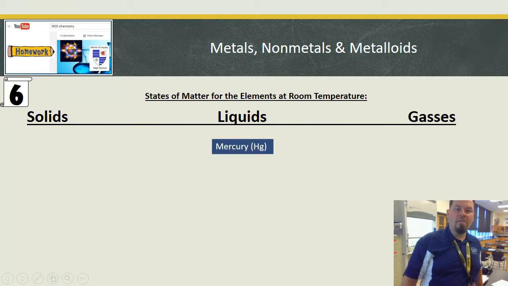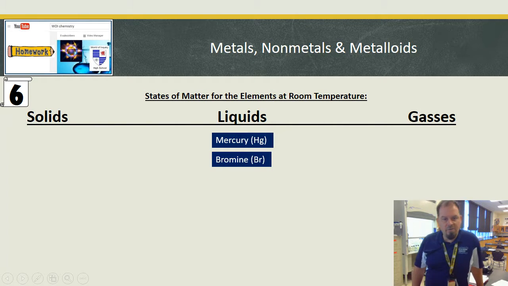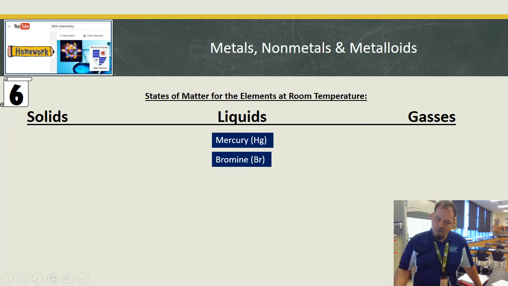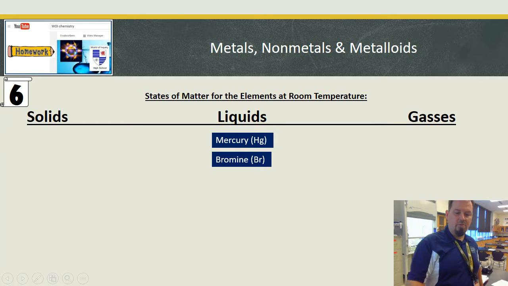Okay, one more time through the solids, liquids, and gases. Our two liquids: mercury and bromine. I know this is redundant. I'm sorry the last video was so long, but this is one of the few times we're actually going to touch on this, except for when you have to color them in.